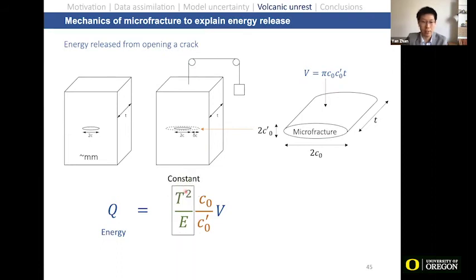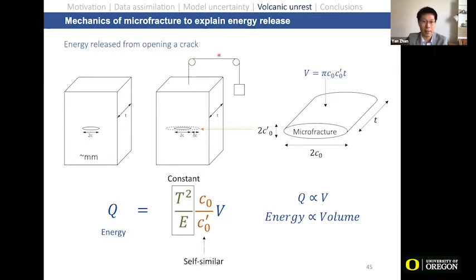If we assume the material has a constant property T, and it also follows self-similar propagation, that means the aspect ratio of this crack is kept constant. Then we can get that the energy released by the opening of this crack is proportional to the volume of the crack. So this is a very preliminary explanation.